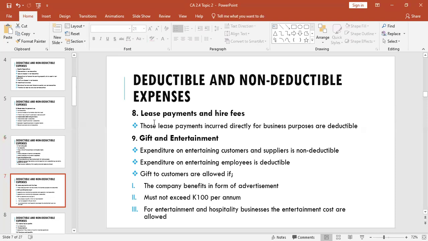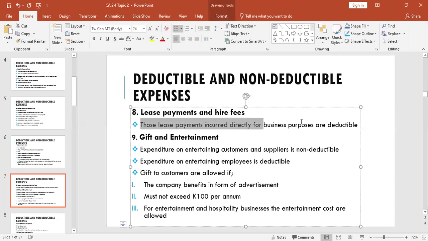Those lease payments that we pay for having a lease contract, those payments incurred directly for business purposes are deductible. So the keyword is directly related to business purposes. So everything that's related to the business and management of the business, or incurred expenses pertaining to lease payments and hire fees that are directly incurred for business purposes, these are deductible for tax purposes.